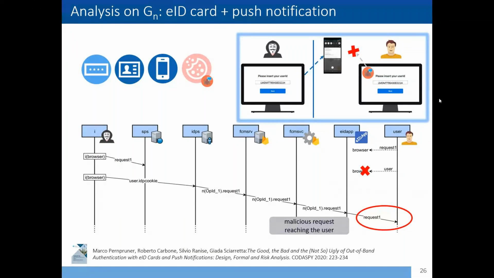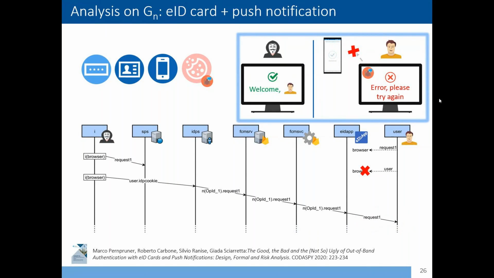Now the user is not able to detect the ongoing attack because he was expecting a push notification. So he will provide the PIN and it will interact with the electronic identity card. At the end of this, the attacker is logged in as the user and the user will receive an error message. We classify this kind of attack as an implicit attack because the attacker is able to deceive the user to finalize the process.